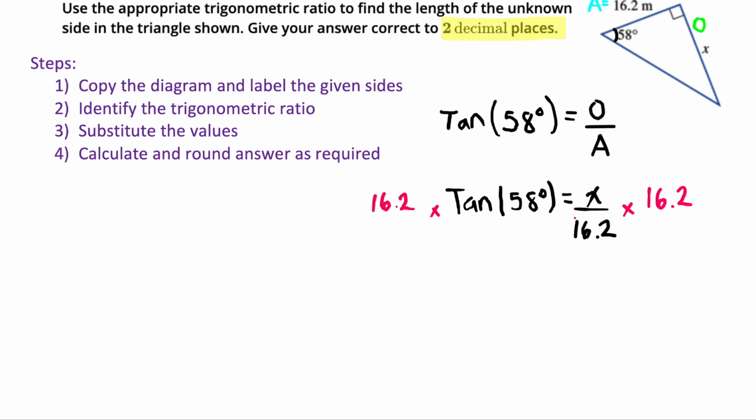So when I do that, I can cancel this one and this one, and I'm just going to rewrite it so it looks nicer. I don't know why black is looking so awful with those numbers. I think I have to change the pen that I'm using. We'll see. Okay, so x is going to be equal to 16 and 2/10 times tan of 58 degrees. Now, let's do this in our CAS.